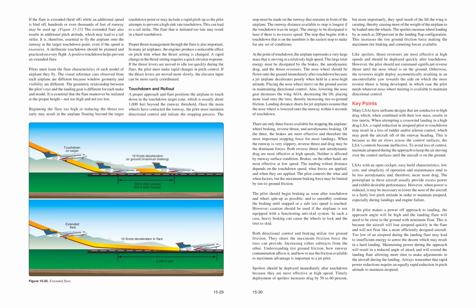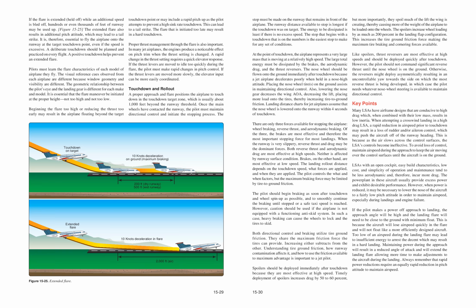Both directional control and braking utilize tire-ground friction. They share the maximum friction force the tires can provide. Increasing either subtracts from the other. Understanding tire-ground friction, how runway contamination affects it, and how to use the friction available to maximum advantage is important to a jet pilot.